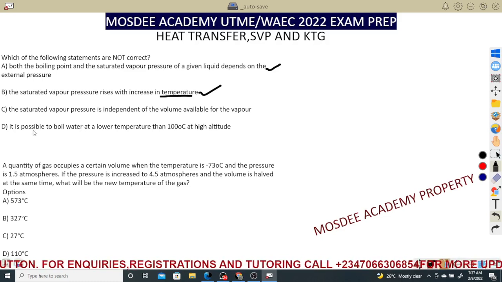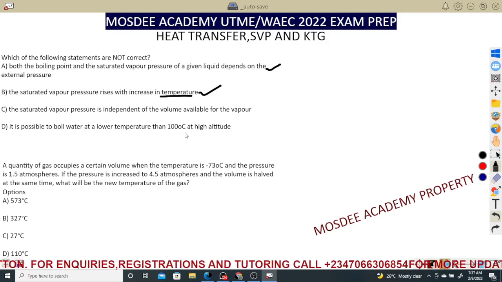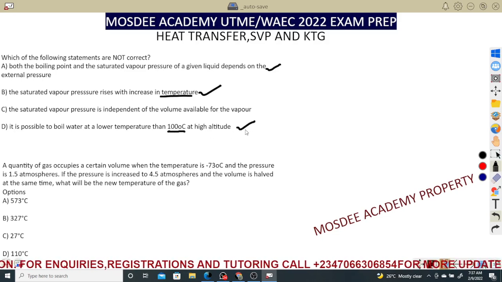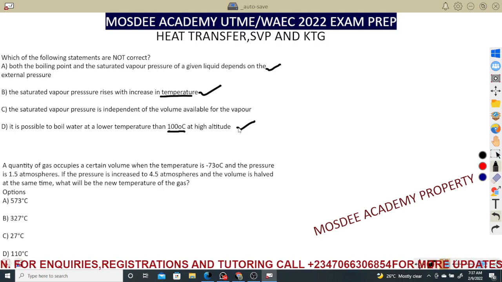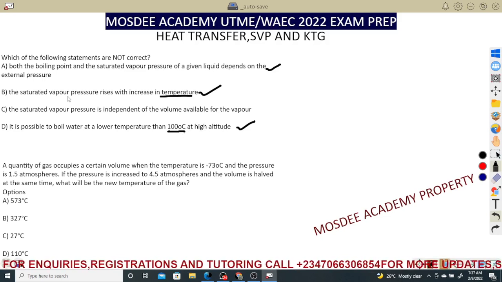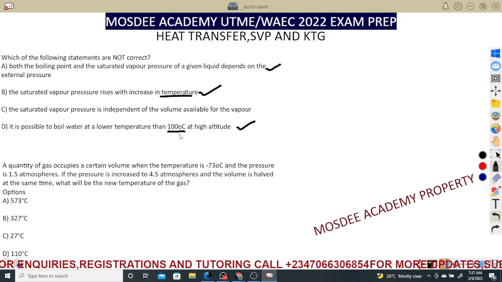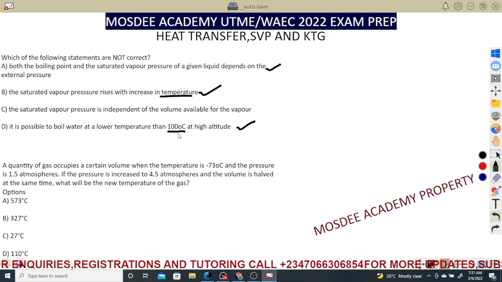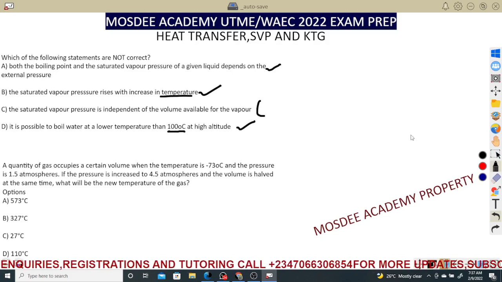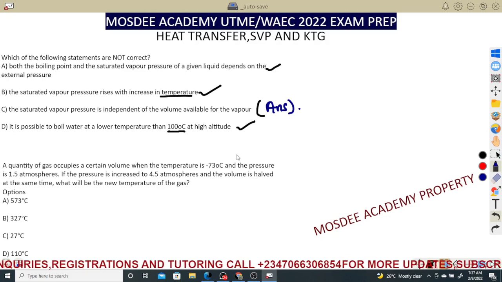Look at the last one to actually verify that answer. It is possible to boil water at a lower temperature than 100 degrees Celsius at high altitude. Very good. Very correct. This is very correct because as you move up the mountain, you are reducing atmospheric pressure. And as you reduce atmospheric pressure, you are reducing the temperature, because we said saturated vapor pressure is a measure of temperature. So when you boil water on top of the mountain, it boils at a temperature lower than what? Lower than 100 degrees Celsius. So please keep that at the back of your mind. The correct answer to the question here is this, and we write this as the answer. Are you okay with that?